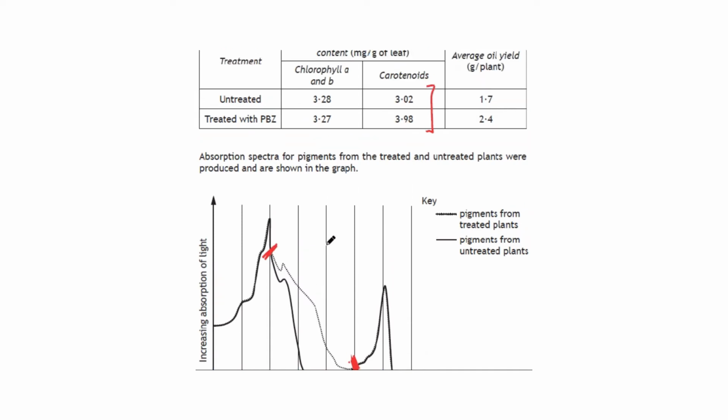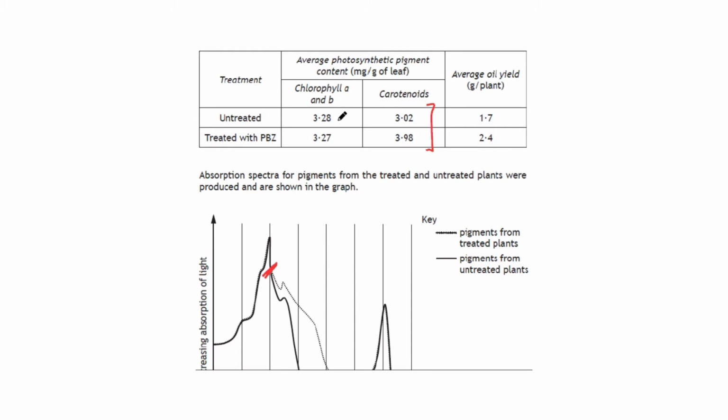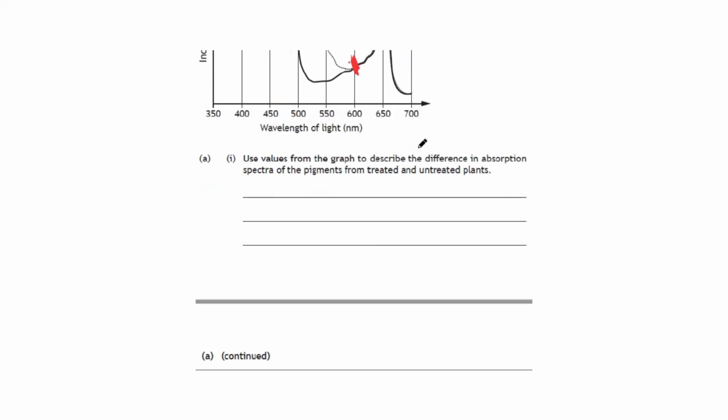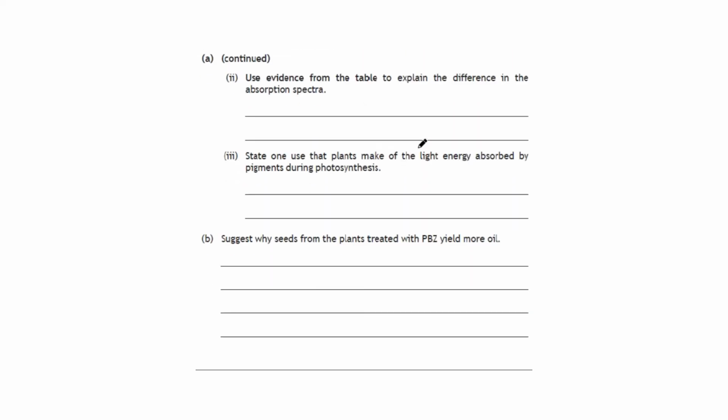So if you go back to the table, if we compare them, the only difference in the treated ones is they have got this higher carotenoid content. Chlorophyll A and chlorophyll B is the same, so the difference you would presume is because there is a higher content of carotenoids, which means you're going to have higher absorption. So that is the answer. So for part 2, you should have: treated plants have a higher carotenoid content.